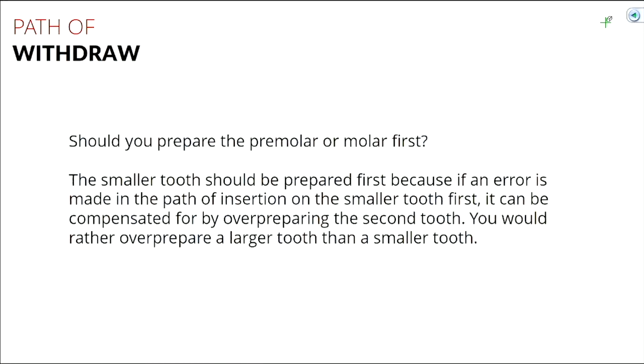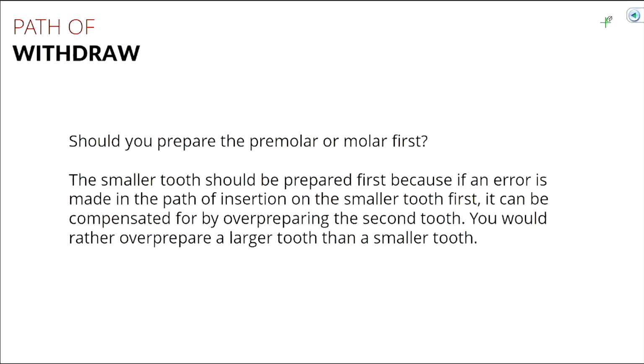Right? So let's talk about a fixed partial denture and the order of preparation. The concept is you're going to prep both teeth like a crown, and then you're going to make a provisional that just connects the two together. So we're going to start with teeth number 18 to 20 today, with 19 being the pontic. So the question is, which should you prepare first, the molar or the premolar? Because you've got to get both teeth to have the same path of withdrawal.